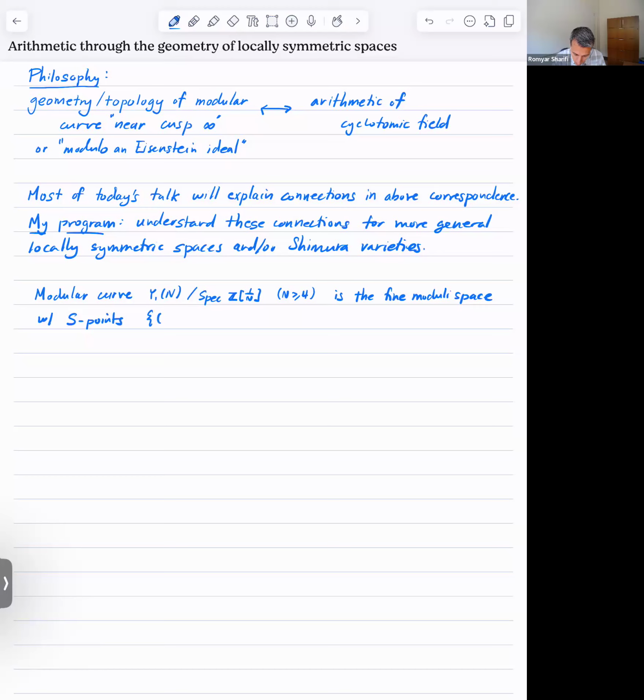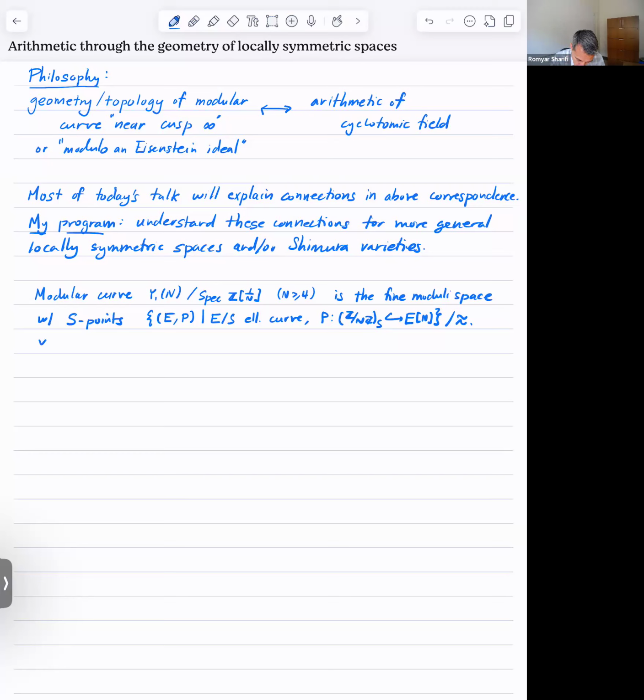the isomorphism classes of pairs (E, P), where E is an elliptic curve over S and P is a point of order N, which, to make sense of this, you can think of as an injective morphism from the constant scheme to the N-torsion of the elliptic curve, modulo isomorphism. So the S-points are these pairs of elliptic curves and a point of order N.